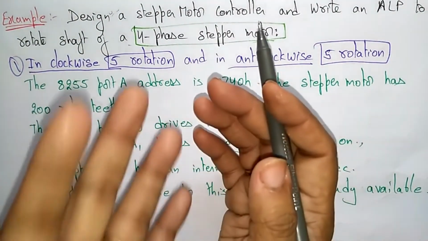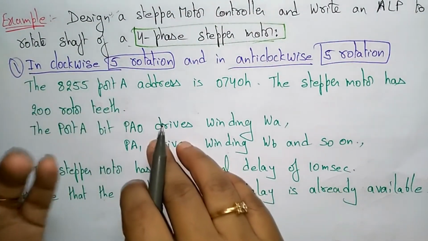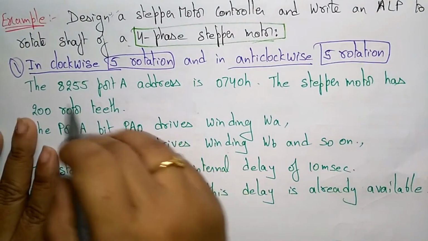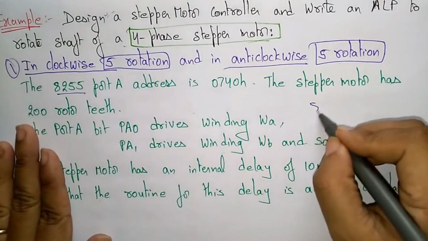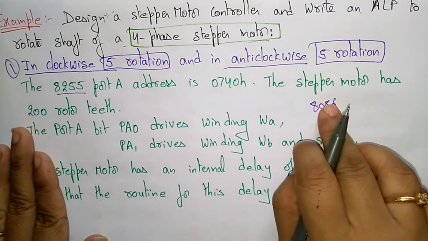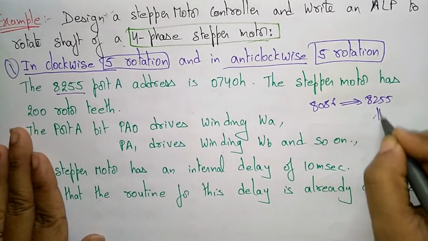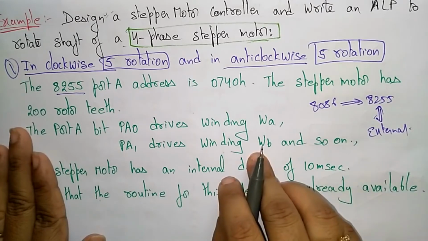Whatever interfacing circuit you are taking, the digital to analog, analog to digital, or the stepper motor will be interfaced with the 8086 microprocessor with the help of the 8255 port. The 8255 is acting as an interfacing circuit between all external devices and the 8086 microprocessor. If you want to connect to the 8086, first you have to connect to the 8255. Then only the external devices will be connected.